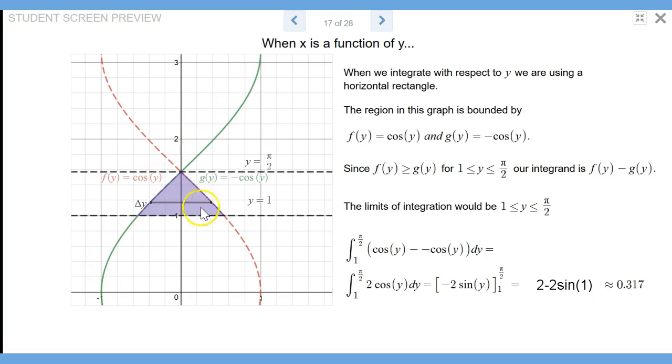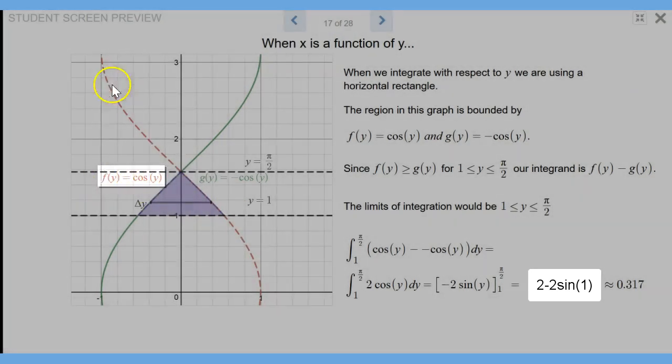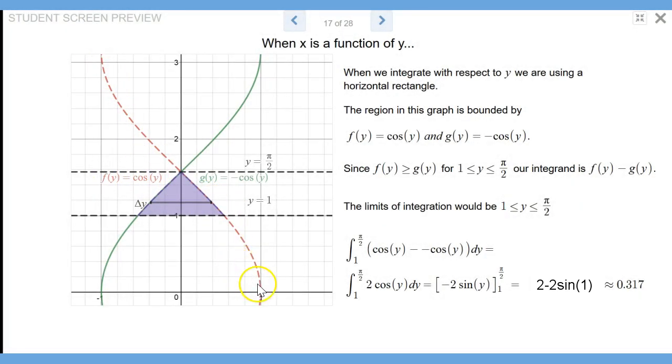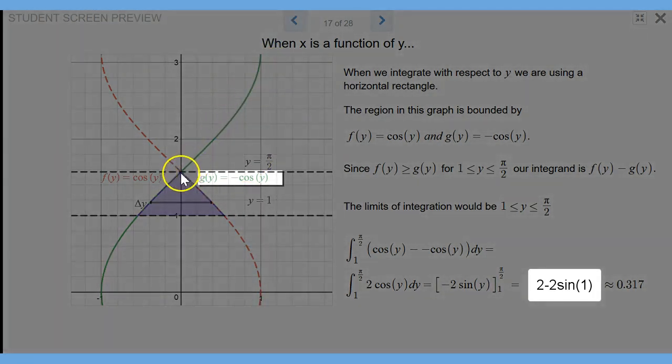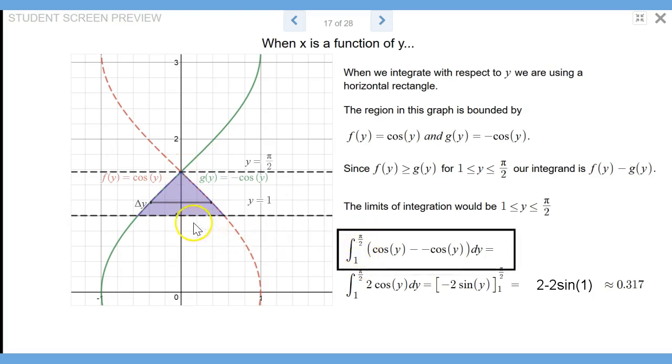this green graph, which means that the x values that this red graph, which is f of y equals cosine y, outputs are always larger than the x values that g outputs. So I have a much simpler integral if I integrate with respect to y. My y values go from 1 to pi over 2. Those are my limits of integration because I'm integrating with respect to the y-axis now. My larger function values come from f because that's always to the right, and my smaller function values come from g because that's always to the left on this interval.